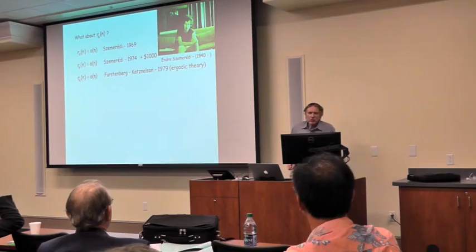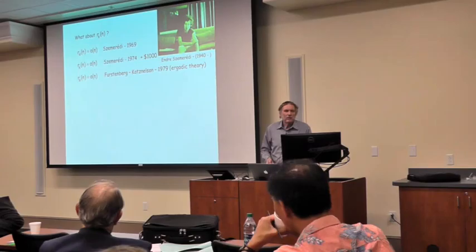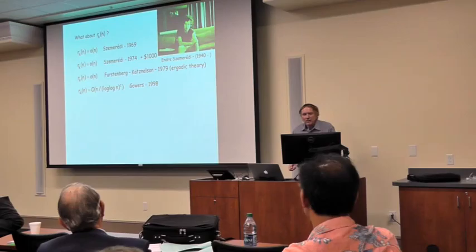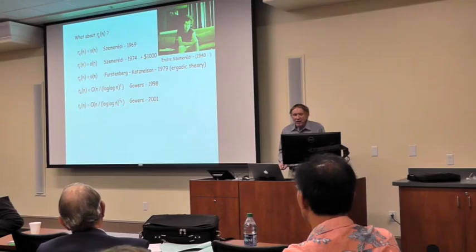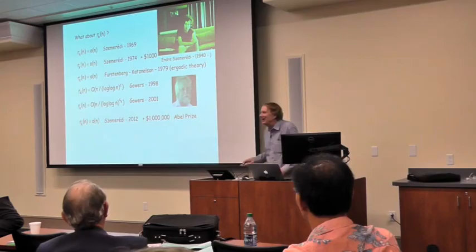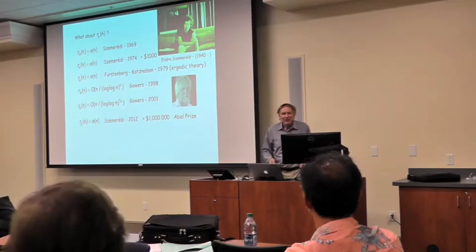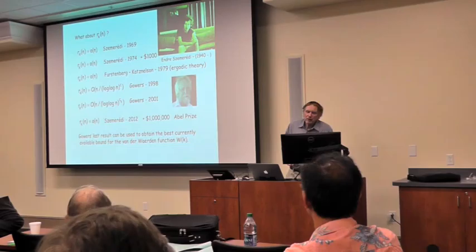Then Furstenberg and Katznelson showed by ergodic theory methods that r_k of n was little o of n. Gowers' bound for r_4 of n is n over a power of log log n. And then in 2001, Gowers proved the bound for r_k of n, and r_k of n equal little o of n was worth $1 million, somebody more distinguished than $1 million. So that was good. Now, Gowers' last result can be used to obtain the best bound on the van der Waerden function.